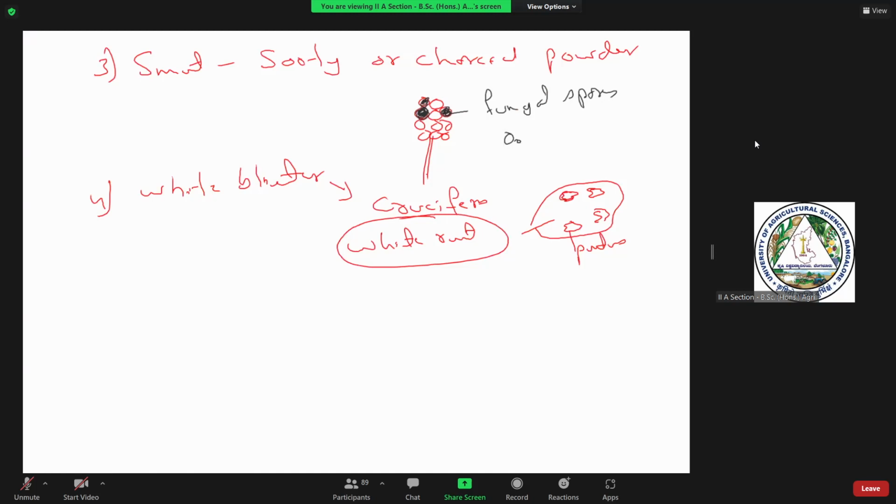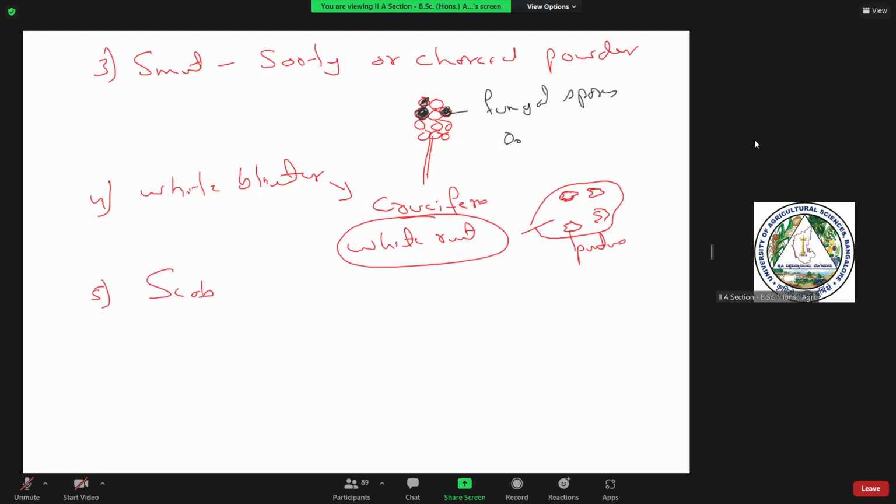Very similar to that of a rust. It also belongs to the same rust group, but it is white in color, whereas the other rusts are either yellow, orange, brown, black, and so on. And we have a classification of a disease based on a symptom that is a scab.